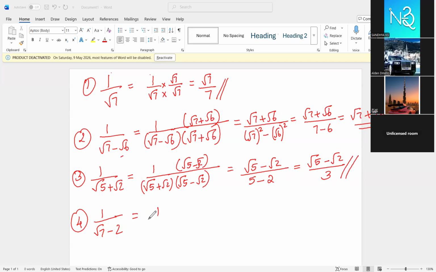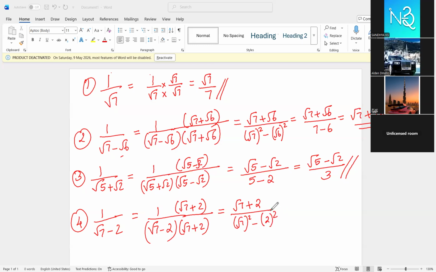Next one, 1 by root 7 minus 2. Since in the second number I have negative, I need to multiply numerator and denominator with root 7 plus 2. 1 into root 7 plus 2 is root 7 plus 2 divided by root 7 into root 7, which is root 7 whole squared minus 2 squared. That is equal to root 7 plus 2 divided by root 7 whole squared, 7, minus 2 squared, which is 4. So that is equal to root 7 plus 2 divided by 7 minus 4, which is 3. This is the answer.